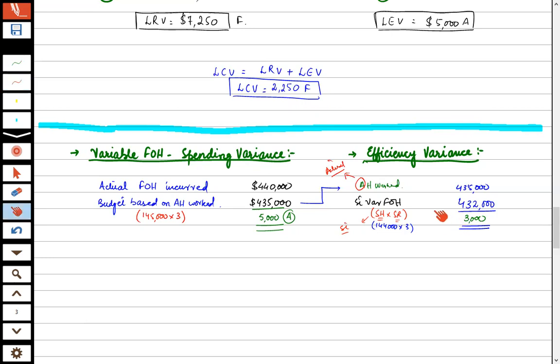So standard was established to be 432,000, but actually it was 435,000. It means we are exceeding standard, and that is not good for the company. So again, this variance would be an adverse variance. So this is the concept of how we see adverse or favorable in this case. Hopefully, at this level, you are getting these things. Now we will move towards the fixed overhead variances.